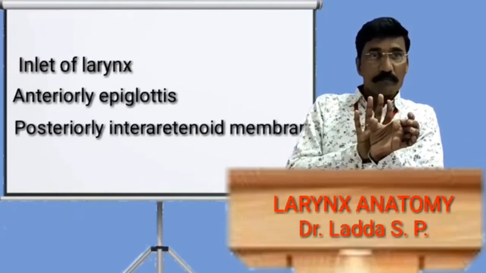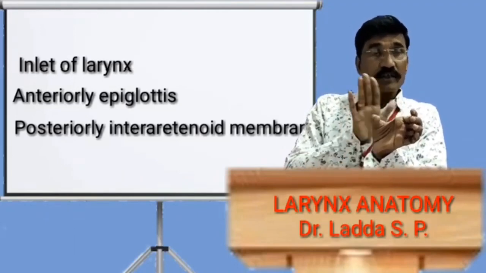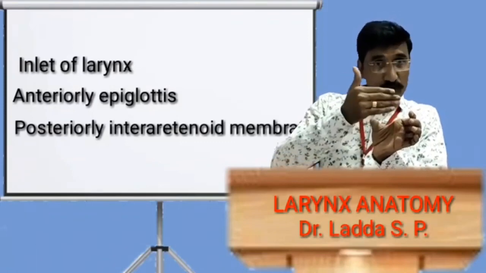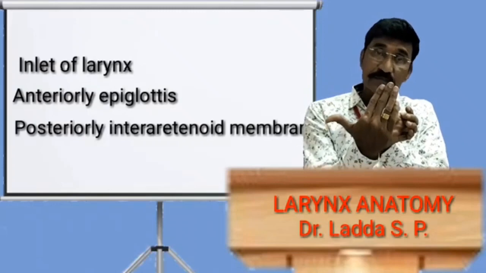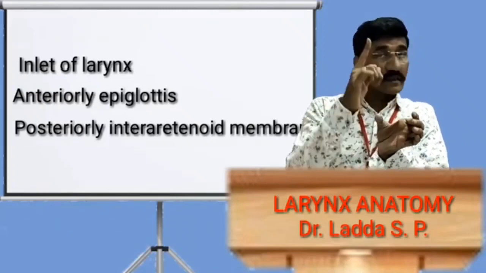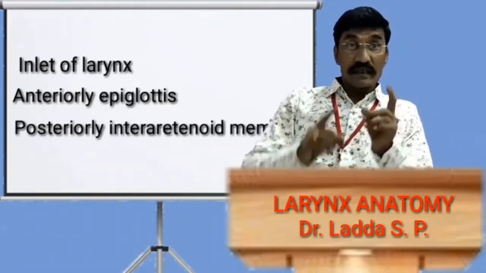Arytenoids. So the name of the membrane is the interarytenoid membrane. So it is posteriorly bounded by the interarytenoid membrane. Anteriorly it is bounded by the epiglottis. Now one more thing we are knowing, the epiglottis.